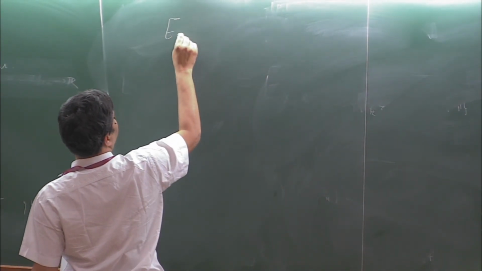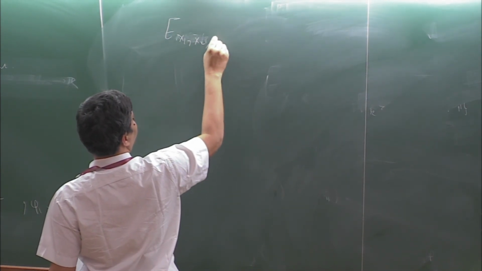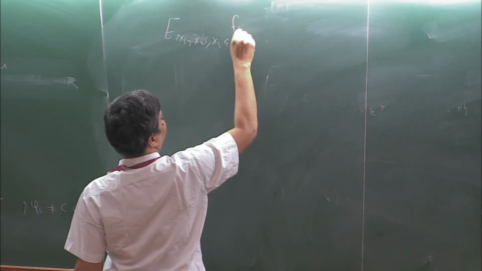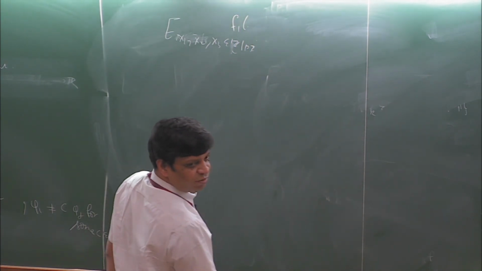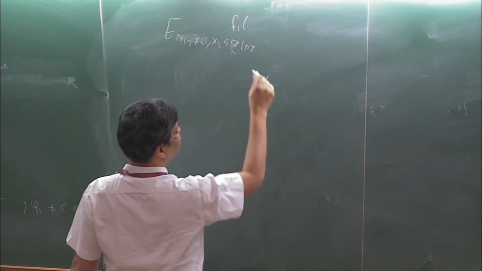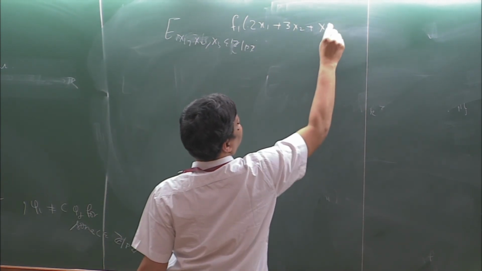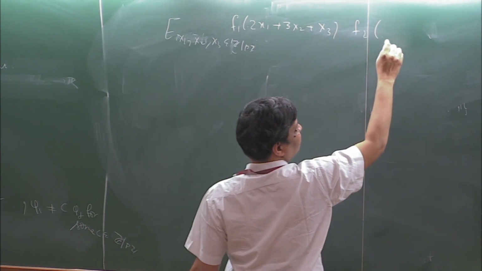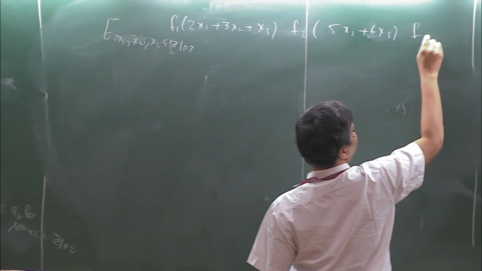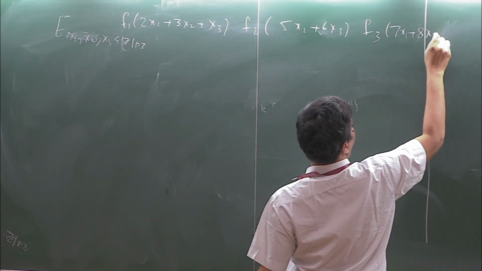So I have to obtain a bound for x1, x2, x3 belonging to Z mod pZ, and you have a what? Can you read it for me? F1 of what is phi1 of x? 2x1 plus 2x2 plus x3. F2 of 5x2 plus 6x3, and F3 is 7x1 plus 8x2. All right.